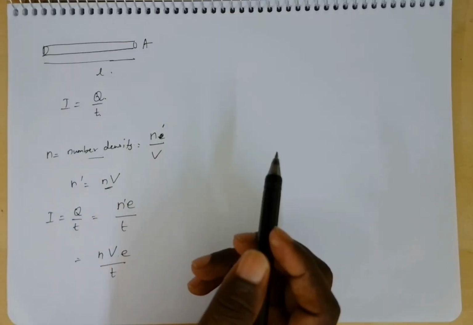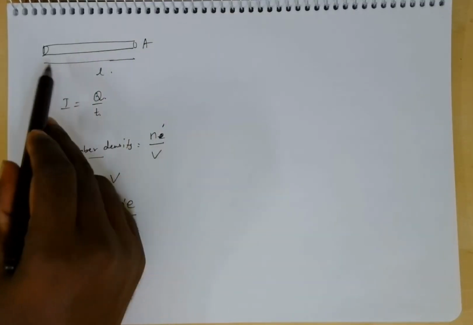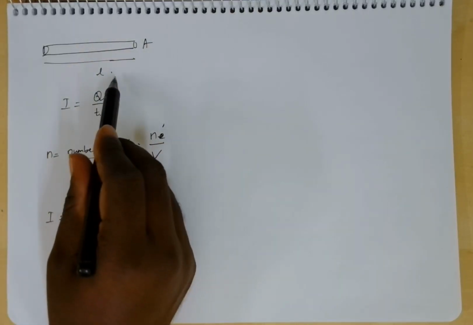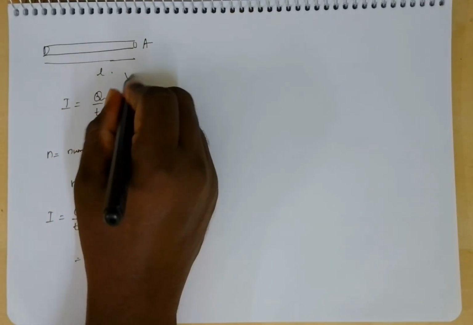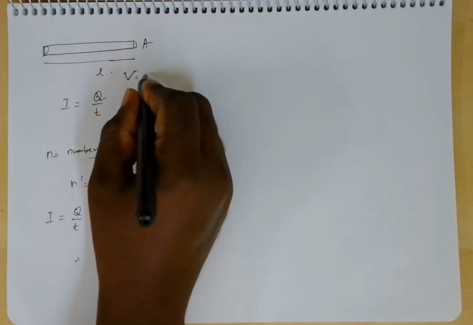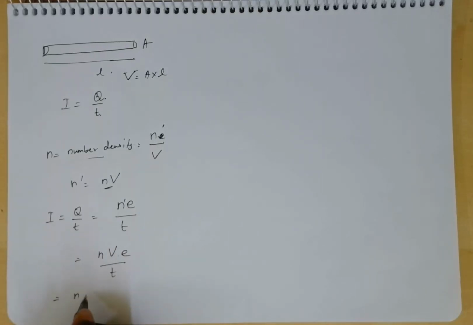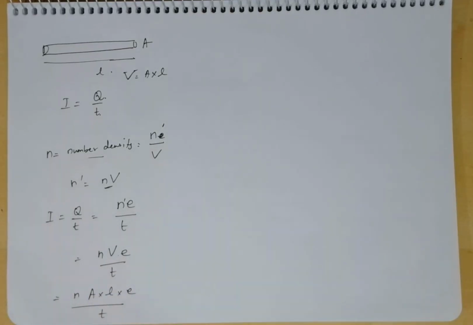Now, can you see that the cross-sectional area is A and length is L? So what do you make of the volume out of it? This is capital V, volume. So I'm going to replace it here: equal to capital A into L into e divided by T. So we have n, A, L by T, and e.